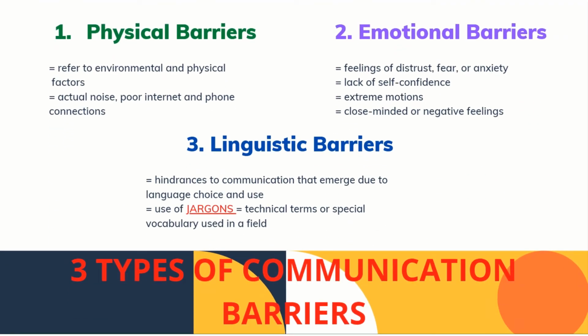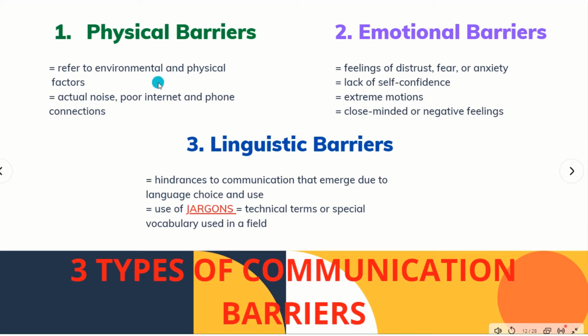And now that we know that barriers or noise are the most common cause of communication breakdown, we have to identify the three types or three categories of barriers or noise. We have number 1, physical barriers, number 2, emotional barriers, and number 3, linguistic barriers.